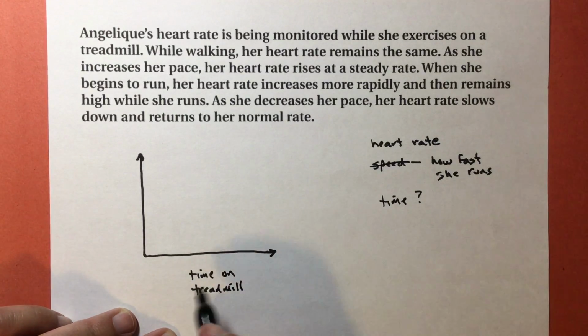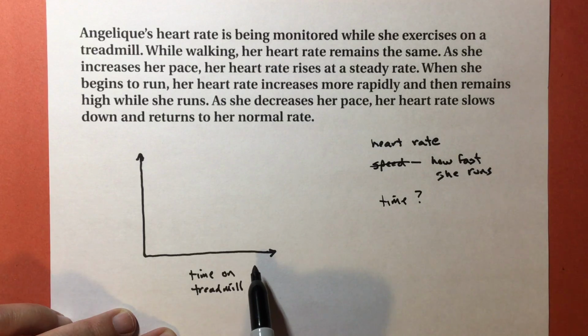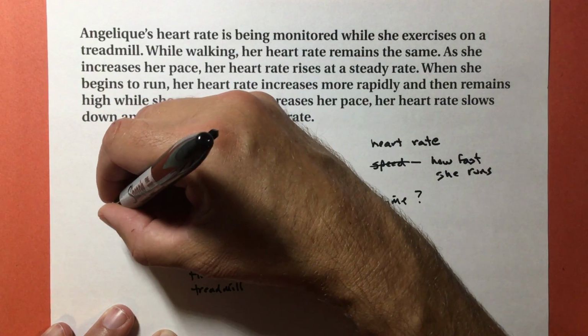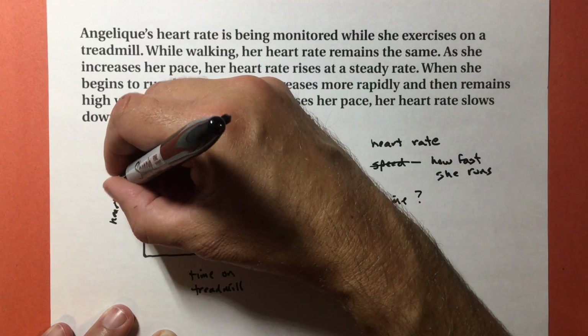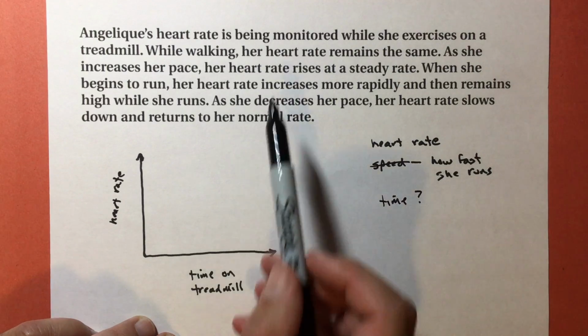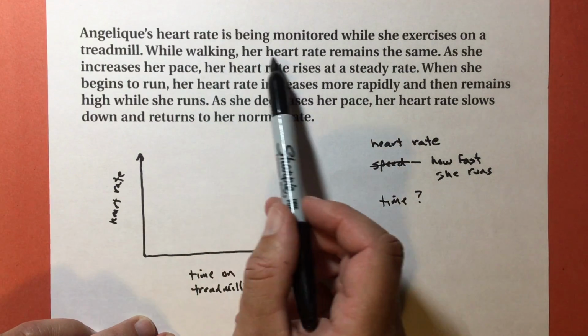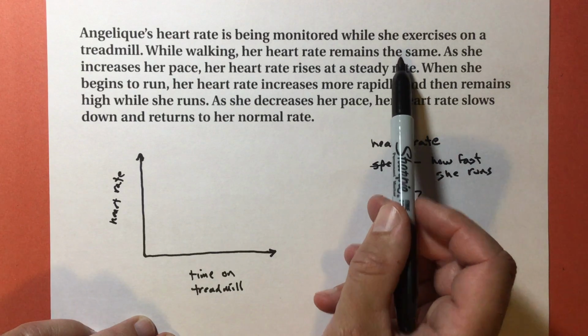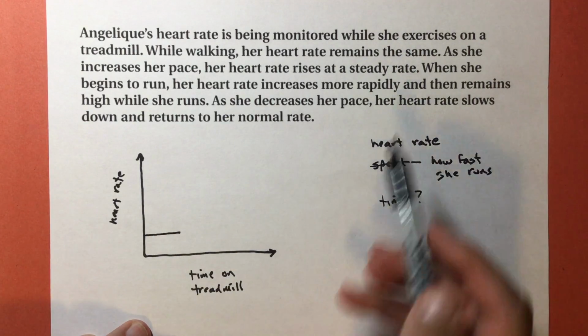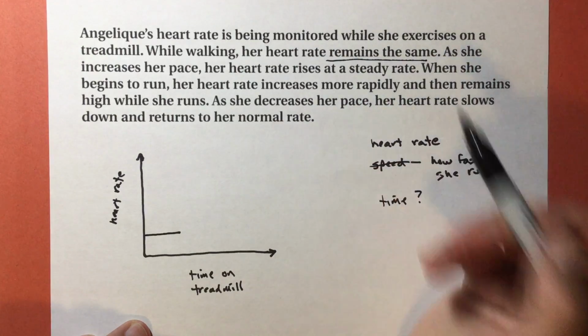But also it's a little tricky because as she's on the treadmill for the time, she's going to be changing her speed, or the treadmill speed is going to be changing. Okay, so then we're going to measure her heart rate, and we want to find out how her heart rate changes over time as she changes her speed. So first of all, it's being monitored. While walking, her heart rate remains the same, so it doesn't go up or down. So horizontal. So I'm going to underline that.